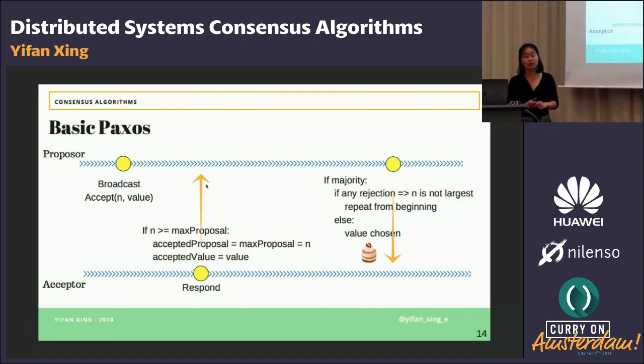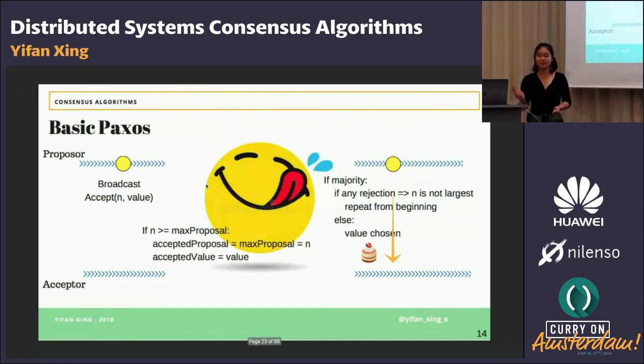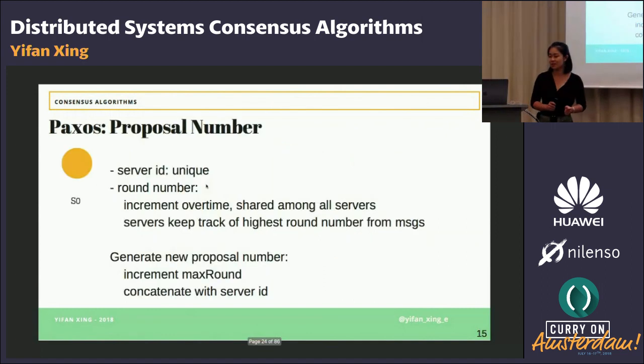the servers, and they will check, has anybody rejected me yet? If any server rejected the request, that means its proposal number is not the largest number anymore. Then it will just repeat from the beginning. But if it didn't get any rejections, that means the value is chosen. So now we've all had a consensus. So now we can actually eat the cheesecake, hopefully.